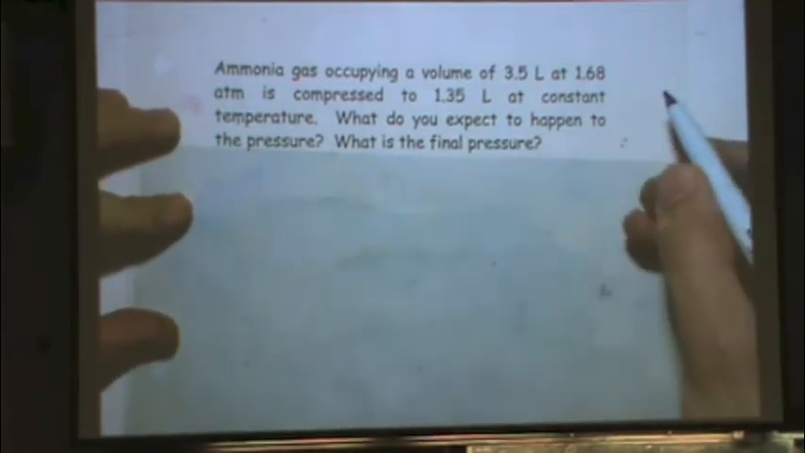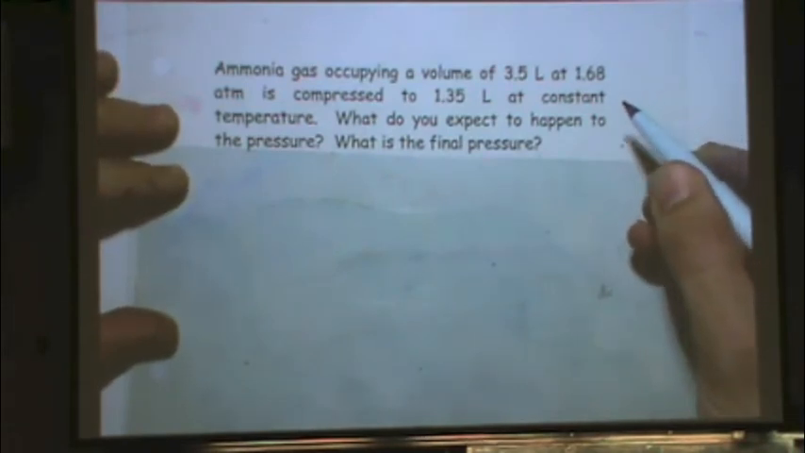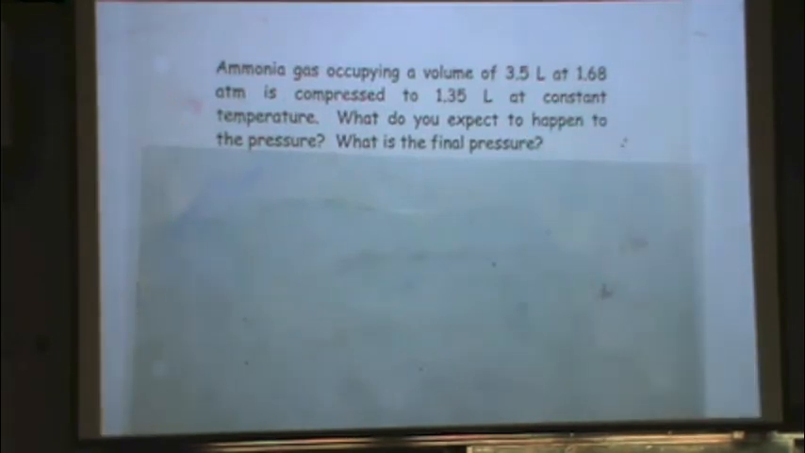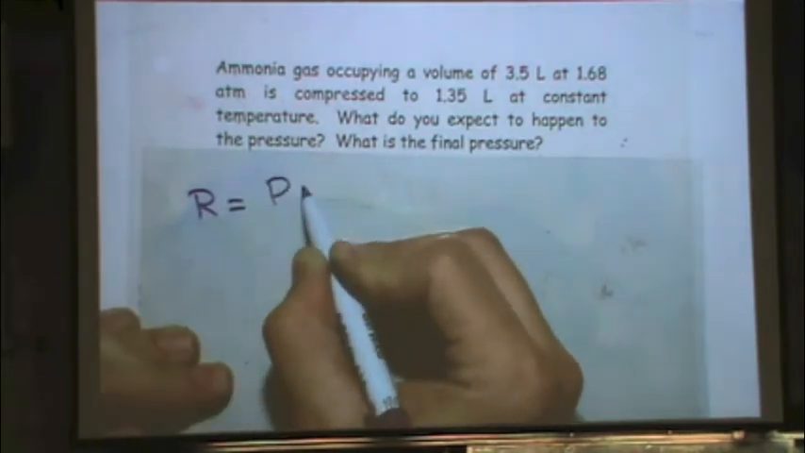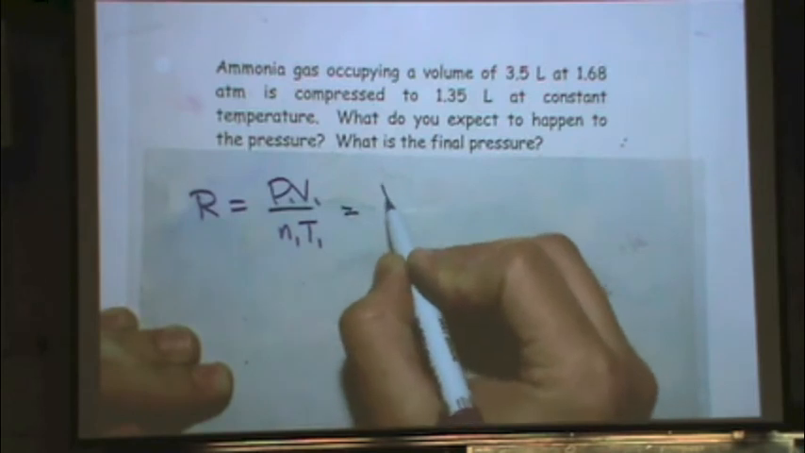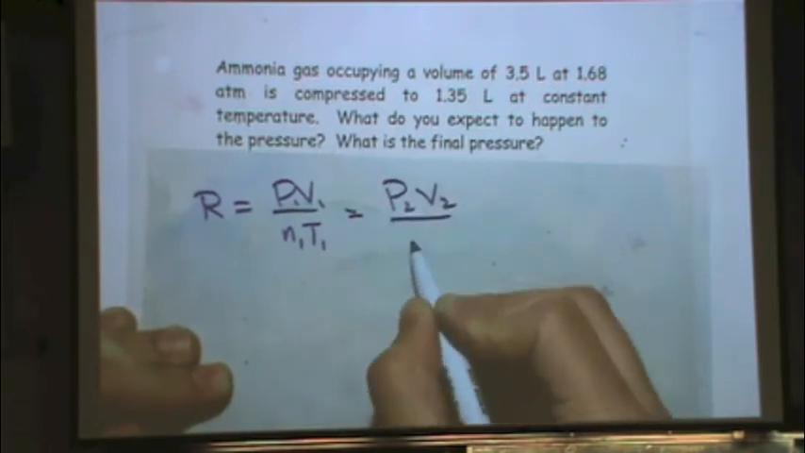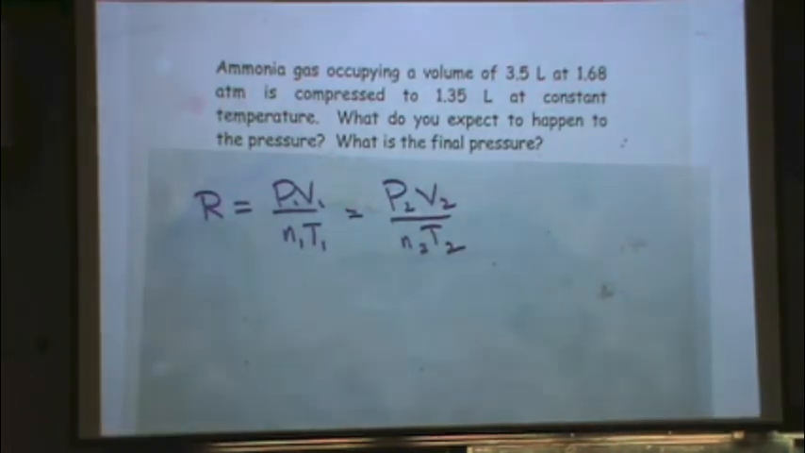So, ammonia gas, occupying a volume of 3.5 liters at 1.68 atmospheres, is compressed. Okay, so we see a volume change and a pressure change. Automatically, we know we're on one side of the solving method. What I would do is write down the combined gas law.